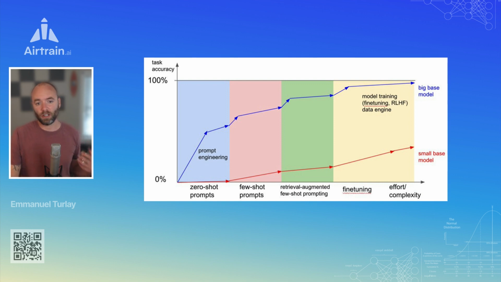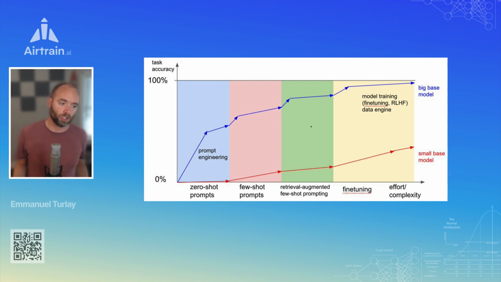You can see a blue line and a red line. The red line is for small base model, and the blue one is for big base model. Big base model typically is, I mean, it's obviously arguable, but above like 1 billion parameters, for example. So the first area you see here on the left, the easiest way to improve the performance of your model, is to do prompt engineering.